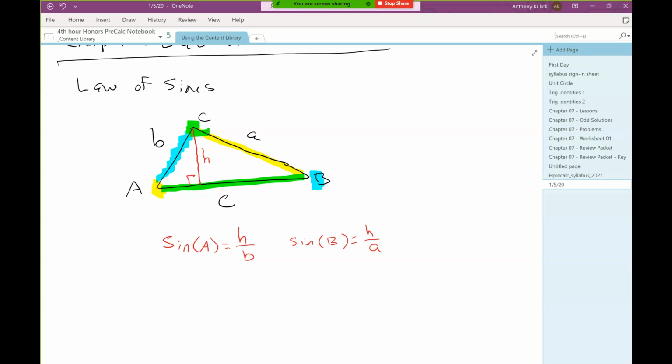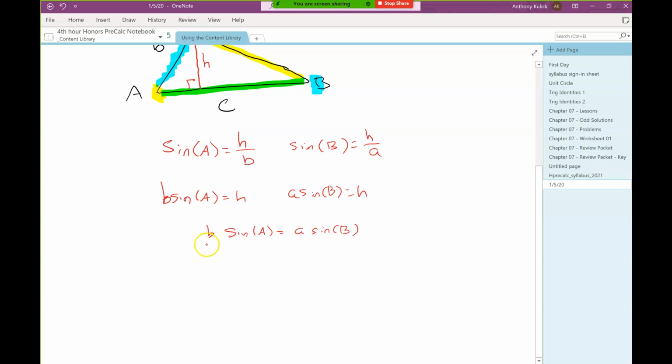So basically I have a system of two equations, and I'm going to use substitution to solve this system to get rid of the h, since the h is not really part of solving for a triangle. It's not one of the side lengths or angle measures. So I'm just going to multiply both sides of the first equation by b, and then multiply both sides of the second equation by a. And now since both equations are equal to h, I can set them equal to each other.